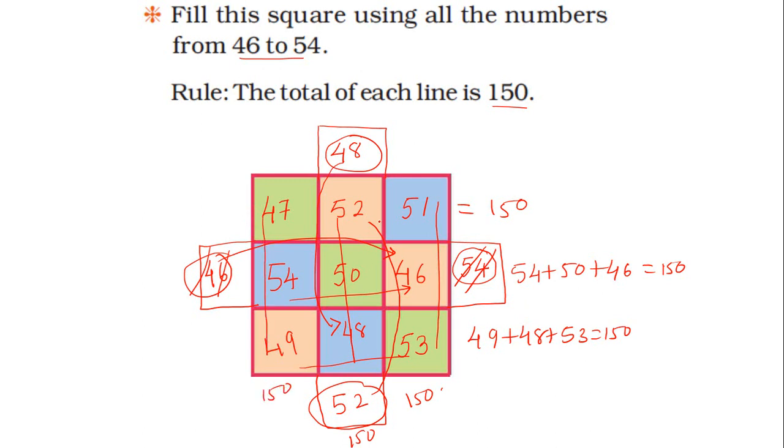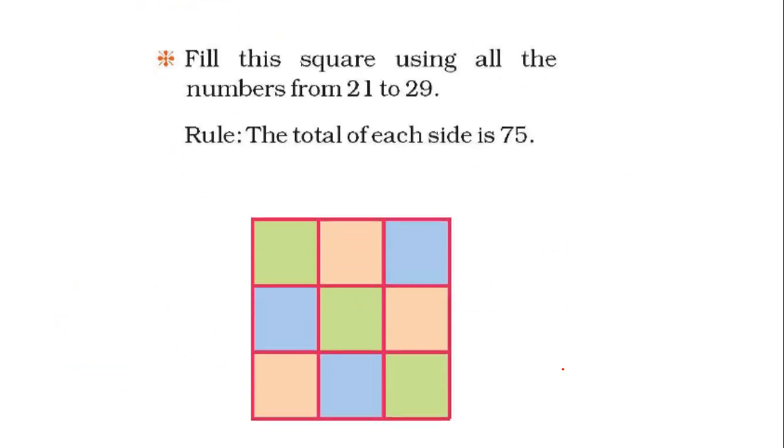One more thing you need to remember, that if we add like this, that means 51 plus 50 plus 48, then also we'll get 150. If we add these 3 numbers, 47, 50 and 53, then also the answer will remain 150. See, this is how we can arrange these numbers from 46 to 54 to get the total of each line 150. We'll solve the second one.